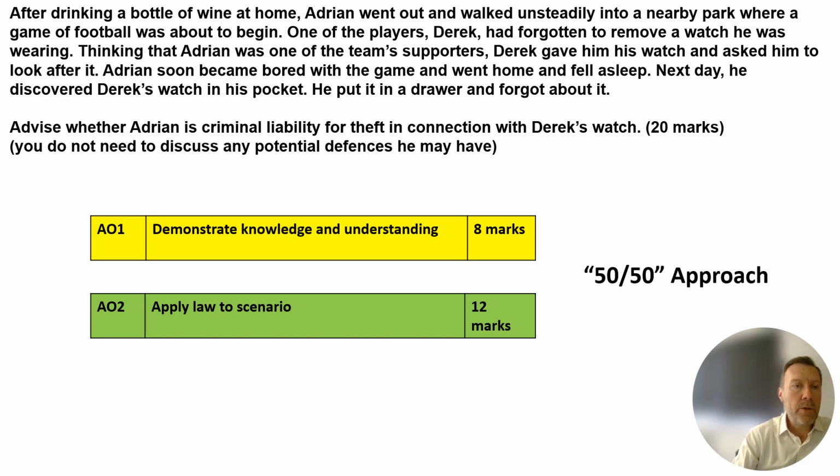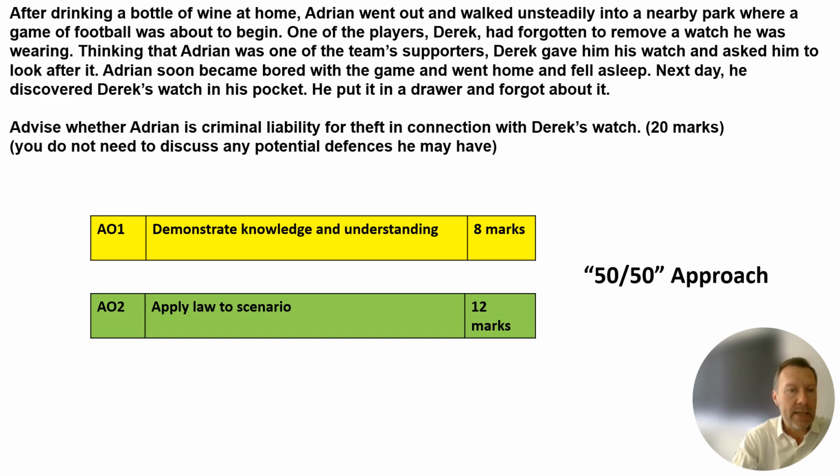So that's one way of doing it, and the 50-50 approach would involve you doing an essay on theft within the remit of the question, as closely related to the question as possible, but purely an essay. You just need to explain the law of theft. And then you would follow that up, once you've done that in full, with a big block of AO2 and apply the law that you've mentioned to show how it relates to the scenario that you've been given.